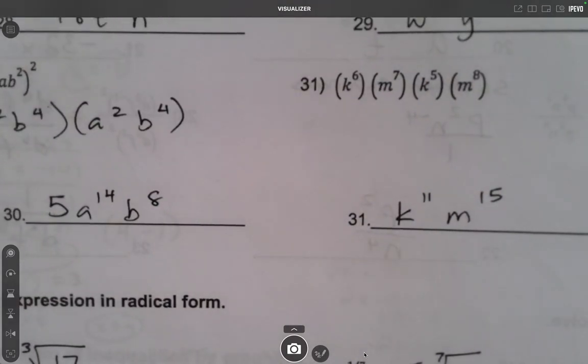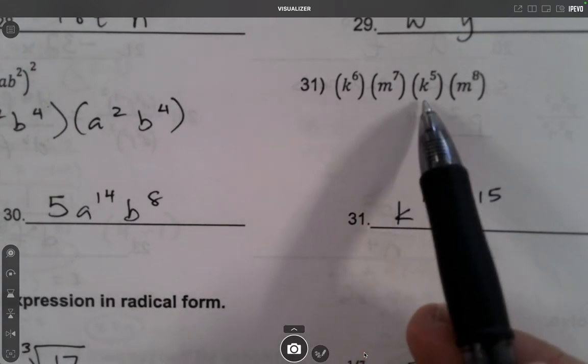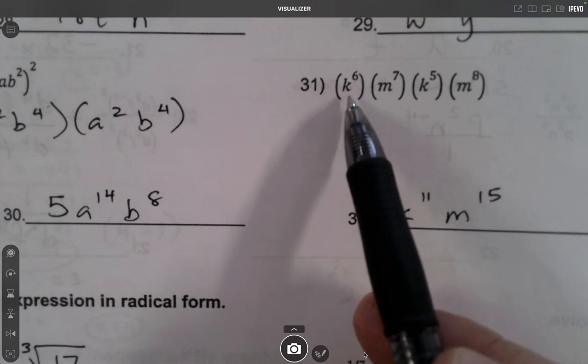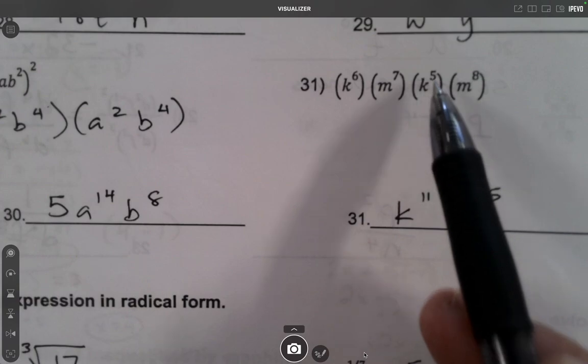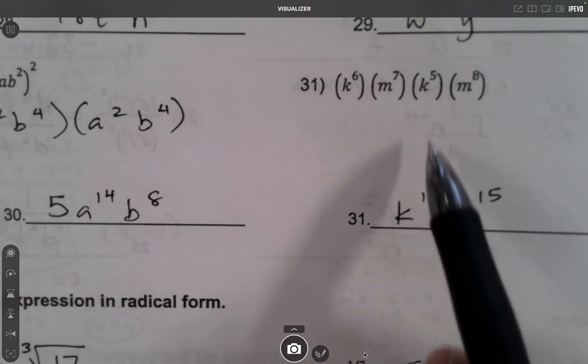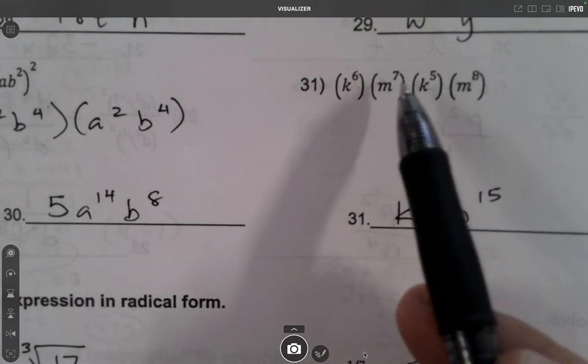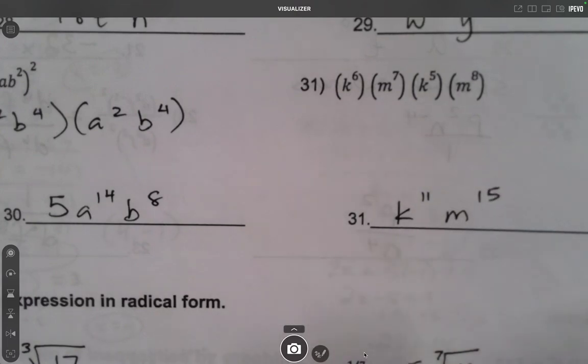31 is actually simple, at least simpler than the 30 we just did. We just have to look for the like terms and add their exponents together. So k to the 6th times k to the 5th, we do 6 plus 5 and get 11 for the exponent. M to the 7th times m to the 8th, we do 7 plus 8 and get 15 for the exponent.